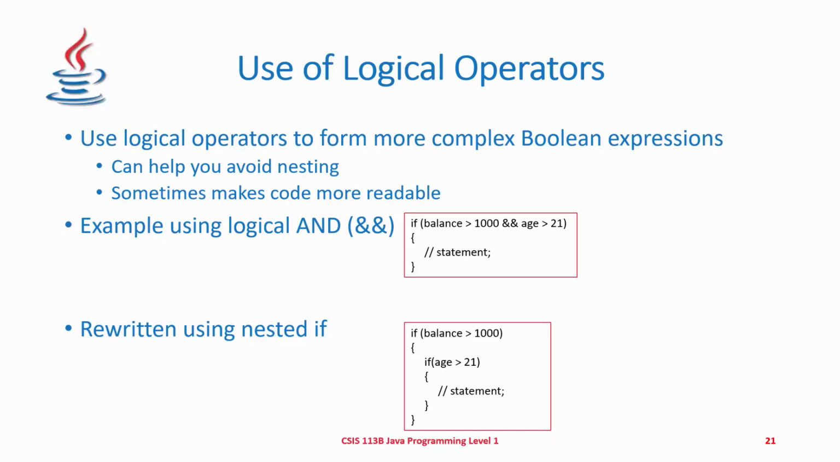The first example there is showing the logical AND. So we want to check 2 values in our condition. So we're saying if the balance is greater than 1,000 and age is greater than 21, then go ahead and run that statement. You could write that as 2 different if checks, but again, not as efficient as using the logical operator to do that with.